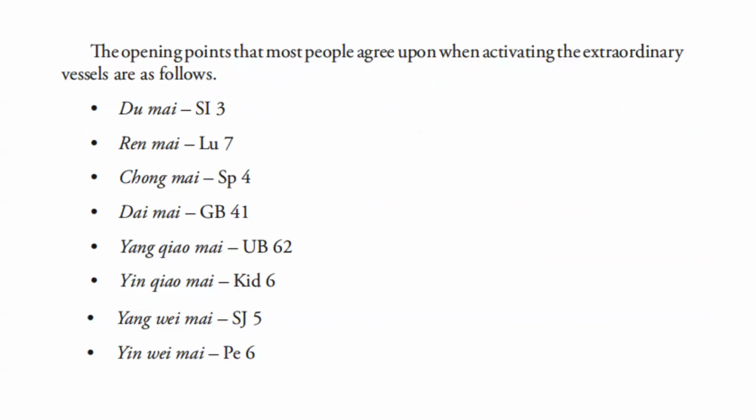For the YIN, it's SI3. For the YIN WEI, it's lung 7. For the CHONG, it's spleen 4. For the YIN WEI, it's gallbladder 41. For the Yang QIOAO, it's urinary bladder 62. For the YIN QIOAO, kidney 6. For the Yang WEI, it's Sanjiao 5. And for the YIN WEI, it's pericardium 6.